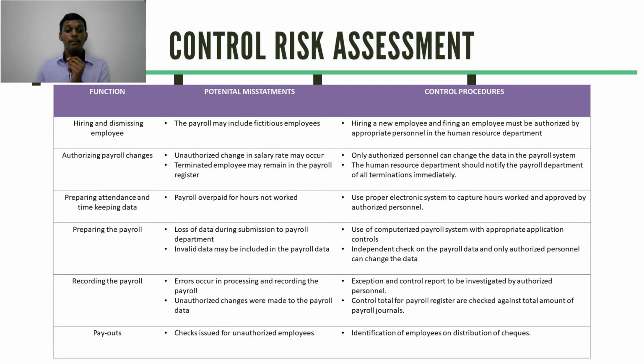Final function is payouts, and its potential misstatement is checks issued for unauthorized employees, and the control procedure is identification of employees on distribution of checks. So, in short, the test of control is performed on controls specifically to prevent or detect overstatements in situations such as termination of employees and distribution of payrolls.